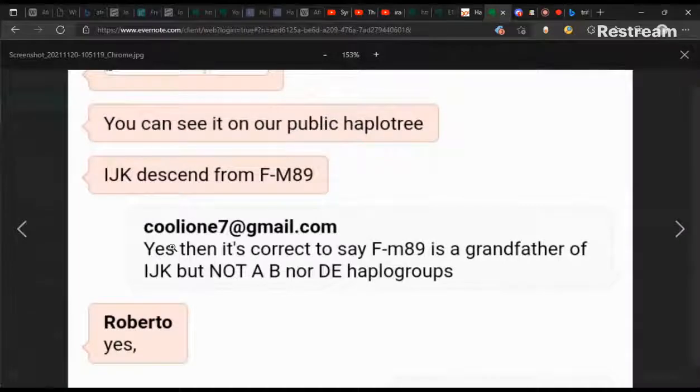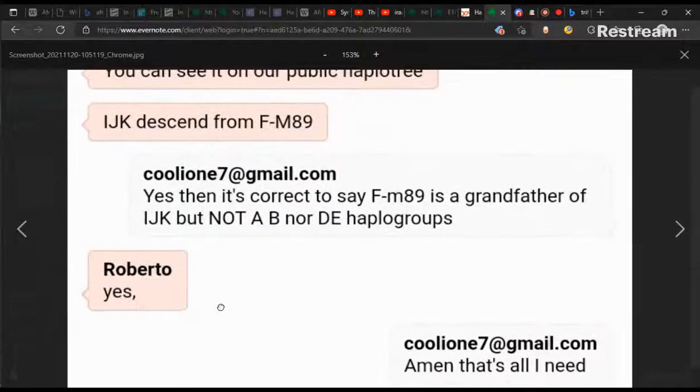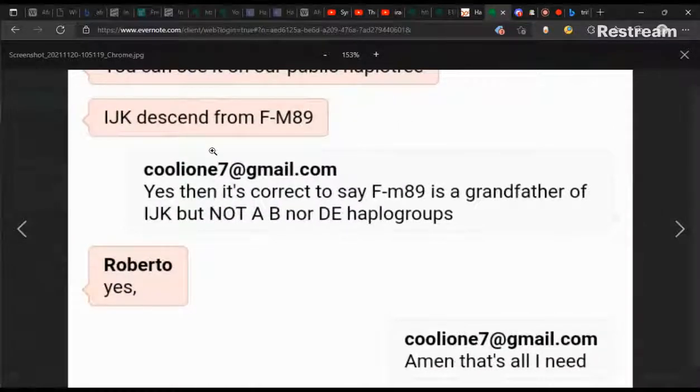So that's what I put there. This is what I asked. I said, yes, then it's correct to say F-M89 is a grandfather of IJK, but not A and B, which are Hamites, nor D and E, which are Shemite haplogroups. Yes. That's evidence of Ham, Shem, and Japheth right there. So that's all I needed.